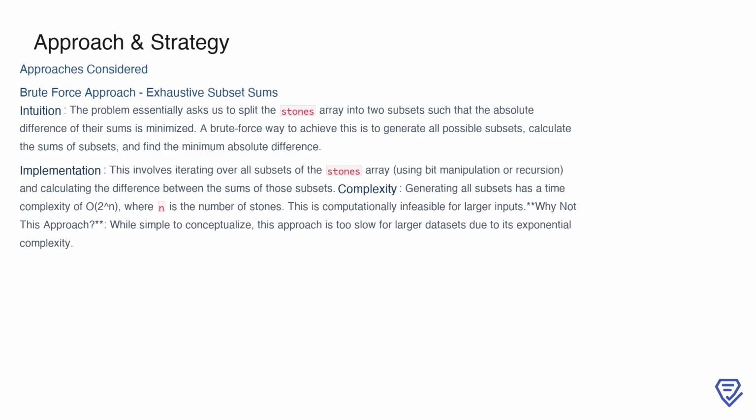However, the problem is that generating all subsets has an exponential time complexity of O(2^n), where n is the number of stones. This means that for even moderately sized inputs, the computation becomes infeasible. Therefore, while this approach helps us understand the problem, it's not practical for larger datasets due to its inefficiency. We need something significantly faster.